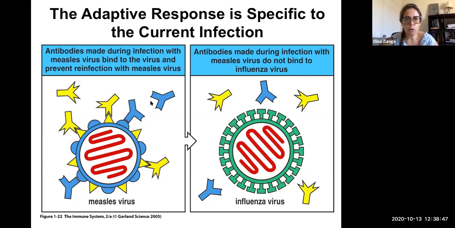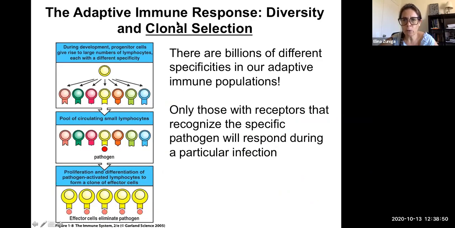Okay. So the adaptive immune response is based on the diversity of the receptors that are present in B cells and T cells, and then a clonal selection. So selecting the right receptor, right? The clone of cell, the cellular clone that contains the right receptors that recognize the infectious agent. And so there are billions of different specificities in our adaptive immune population.